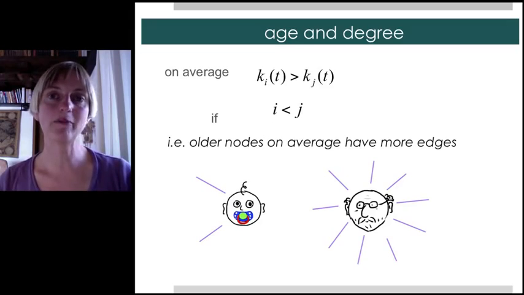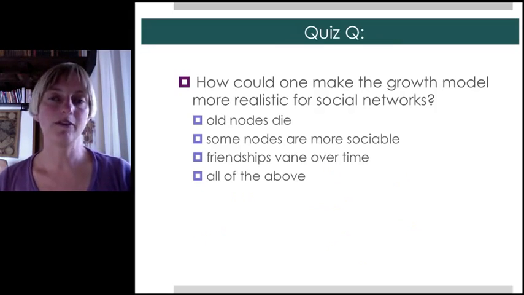What I'd like you to think about is in which ways this is realistic or not. So if you think about social networks, what other modifications to the model might you make in order to make it more realistic?